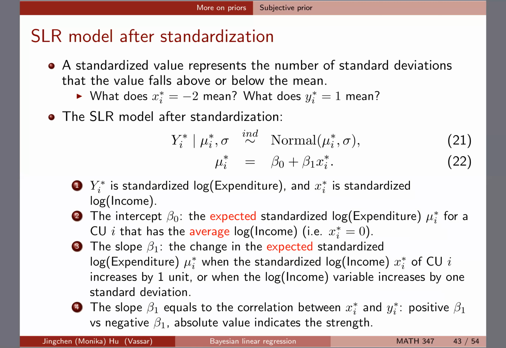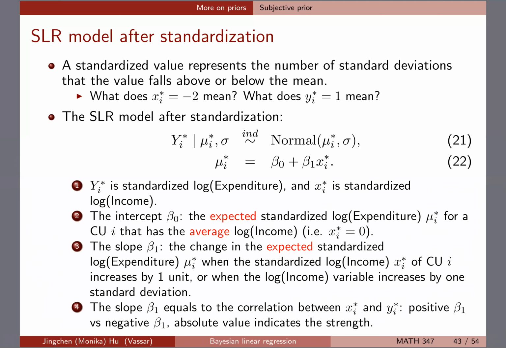So the intercept now is the expected standardized log mu I star for a CU that has the average log income, right? That's what we're talking about when you have xi star equals 0, then that's beta 0 in terms of mu I star, and that is telling us the expected standardized log expenditure for that CU. The slope will still reflect the change in the expected standardized mu I star when standardized log income increases by 1 unit.